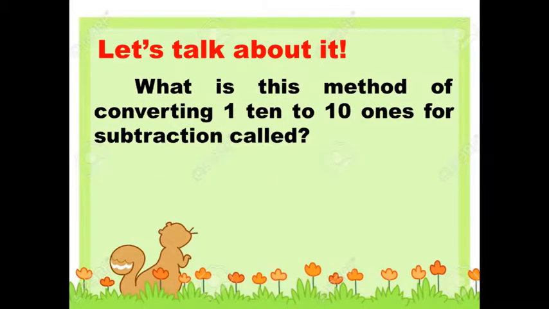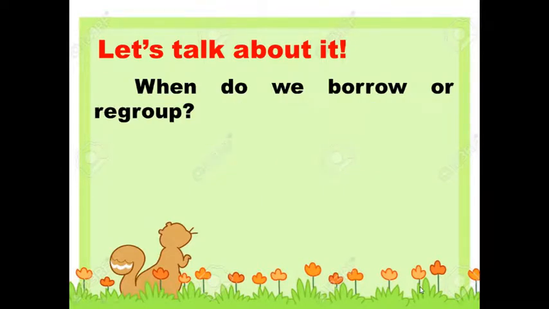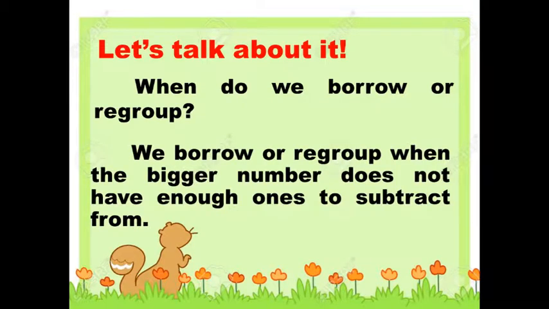Let's talk about it. What is this method of converting 1 ten to 10 ones for subtracting called? We already mentioned that a while ago. That's right. We call it borrowing or regrouping. So when do we borrow or regroup a number? Very good. We regroup or borrow when the bigger number doesn't have enough ones to subtract from.